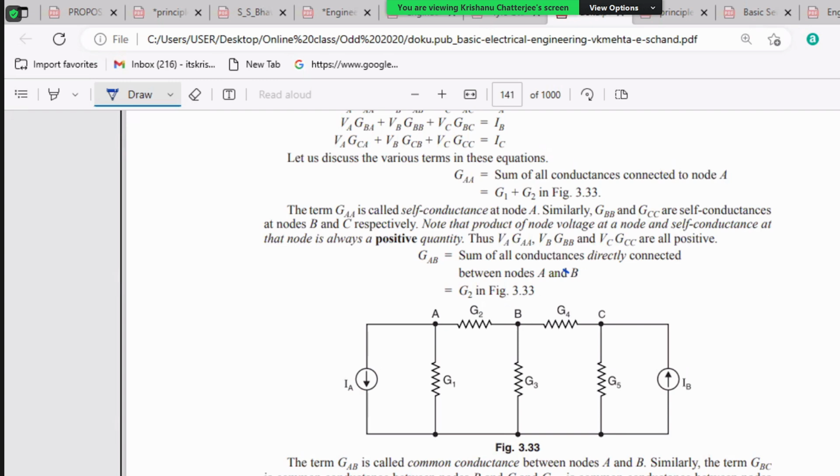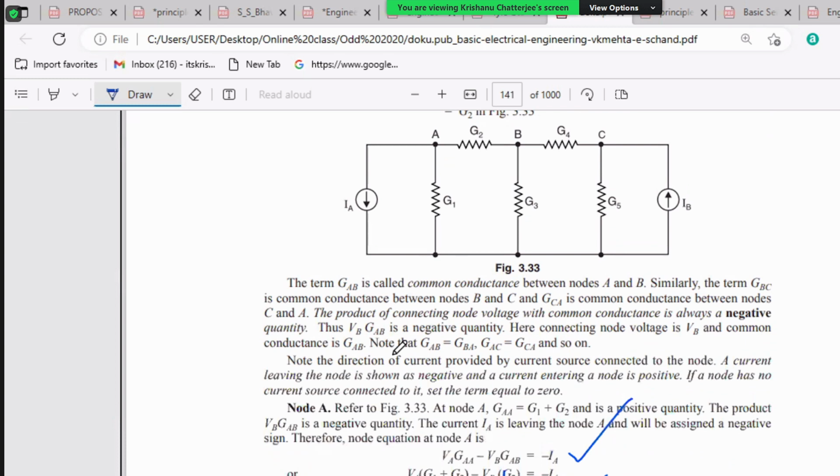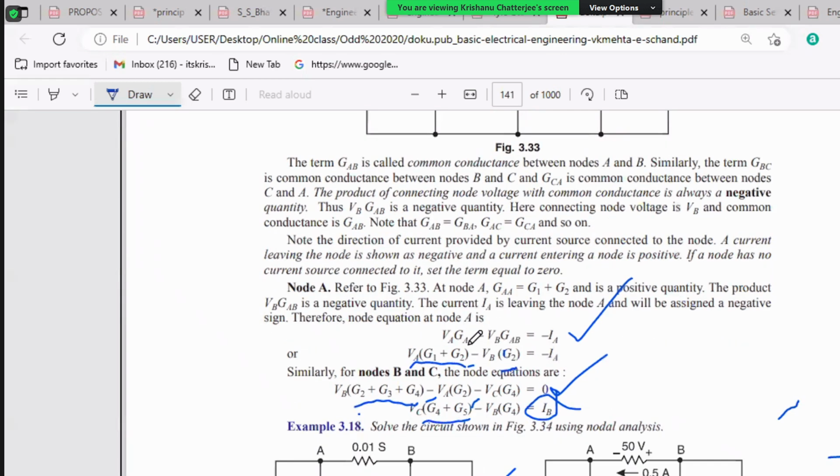In maximum cases, what we will see is GAB equals to GBA, GAC equals to GCA, GBC equals to GCB. In maximum cases, it is like this. See, the first equation, we are getting only two terms. We are not getting three terms. Don't go through the positive negative sign right now. Is this clear? Yes, sir.